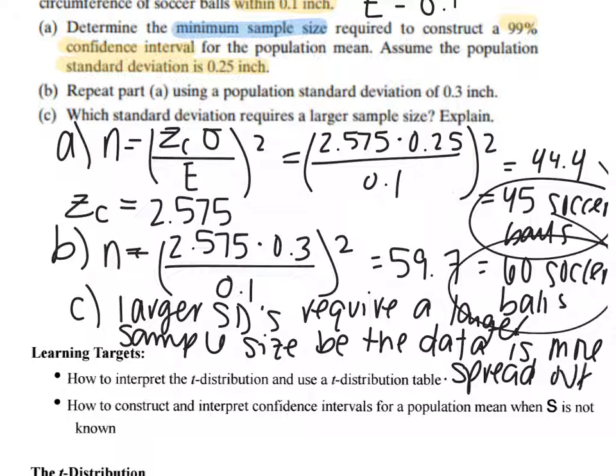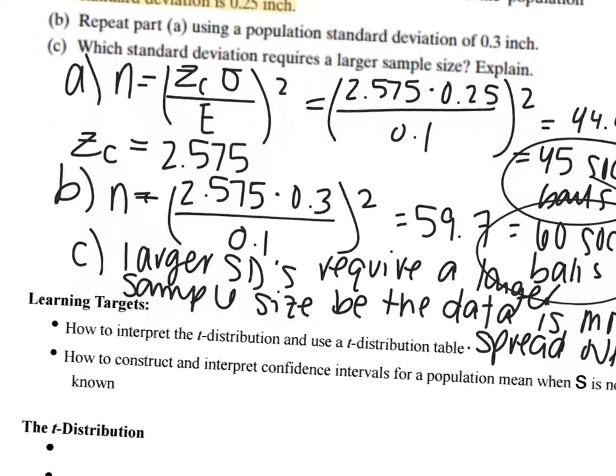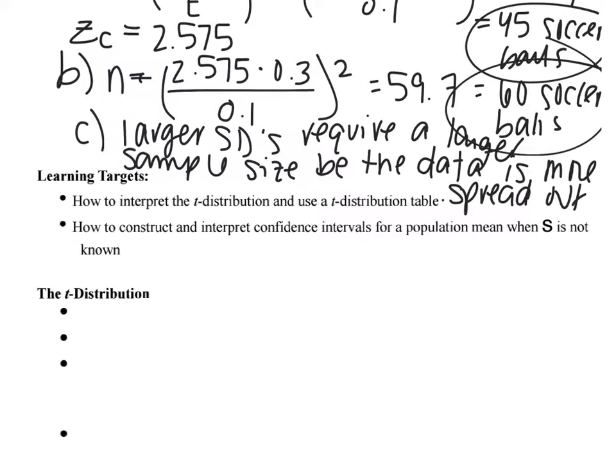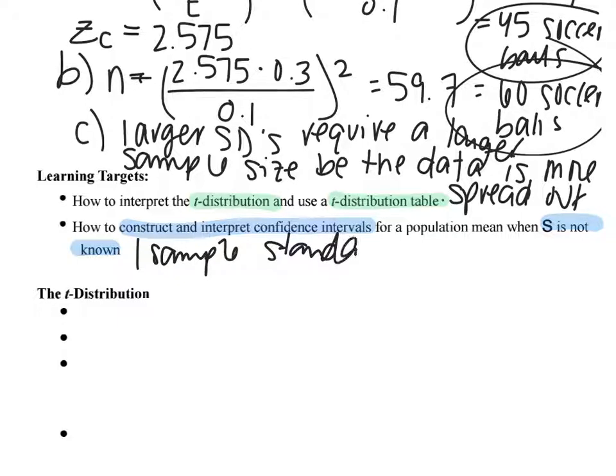All right, so let's continue on with our objectives for 6.2. We are going to introduce something called the t-distribution, and we're going to use a t-distribution table. With that table, we are going to construct and interpret more confidence intervals for a population when the standard deviation is not known. So we do not know the population standard deviation.